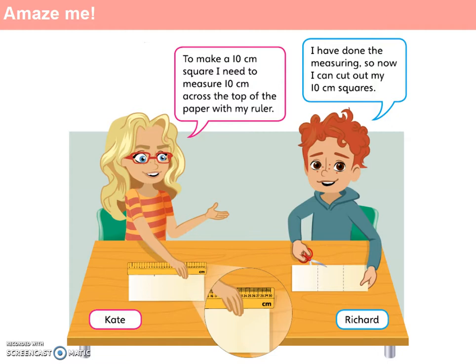So for question 1a, we were asking how many 10 centimeter squares we could make out of that strip of paper. Well, the answer is 2. And for question 1b, how wide is the piece of paper that's left? Well, it's 9 centimeters and 7 millimeters.